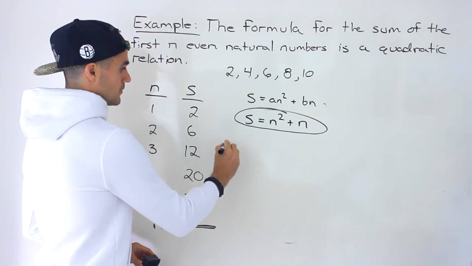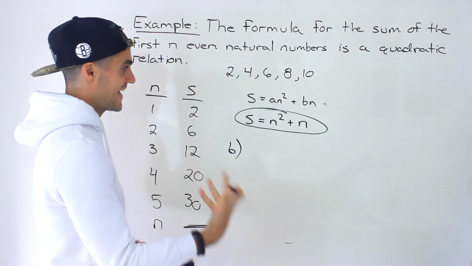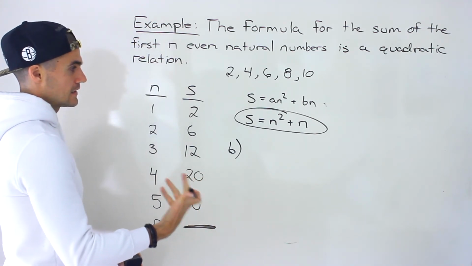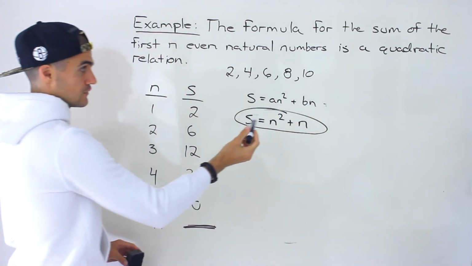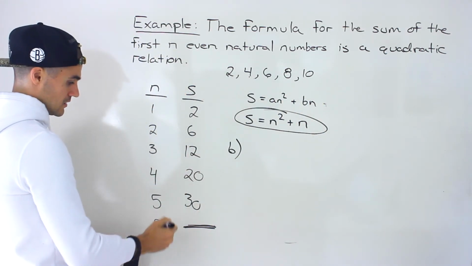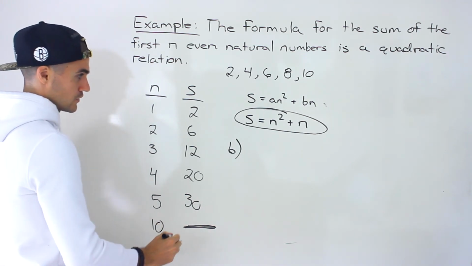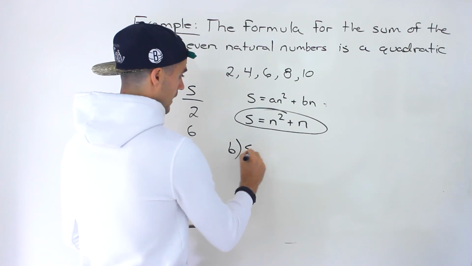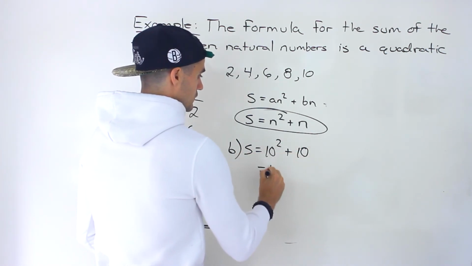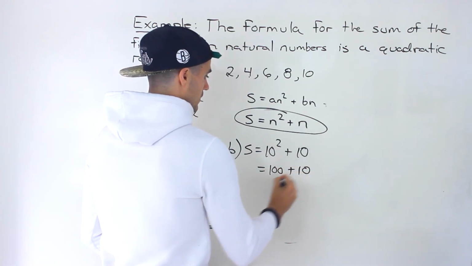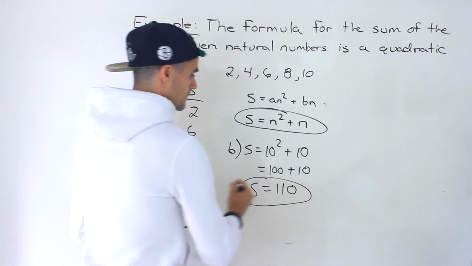So in part B, what they're asking for is what's the sum going to be of the first 10 even natural numbers. So instead of writing out the first 10 even natural numbers and then adding them up, we're trying to figure out what this value is going to be once we have a 10 over here. Well, we could just plug it in here. So we'll have S equals 10 to the power 2 plus 10, which would give us 100 plus 10, which would give us 110, like that.